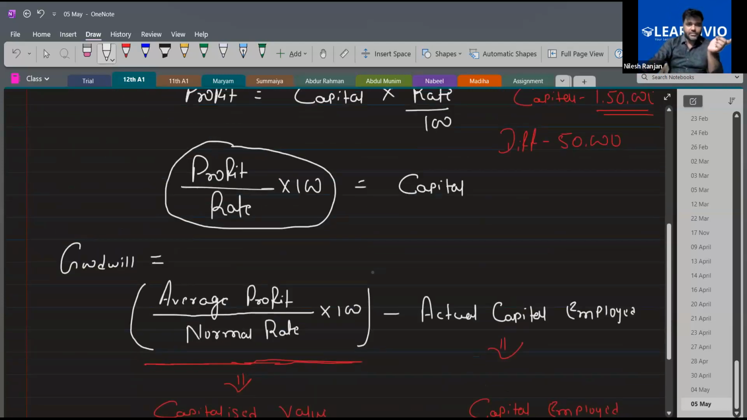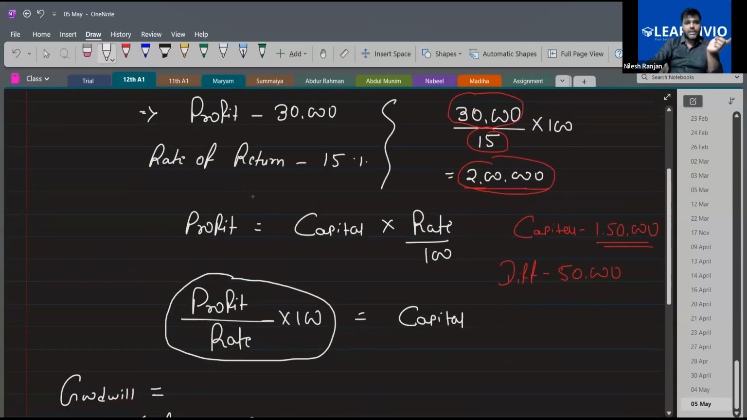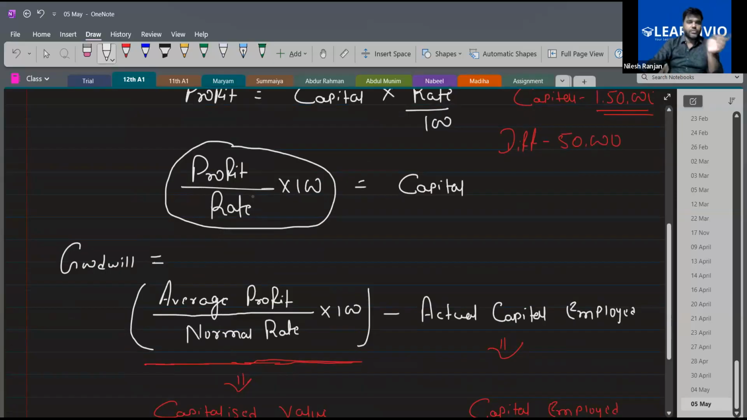First, you should write this, the formula of goodwill. The method is capitalization method, and this is the goodwill formula. I will share some questions.